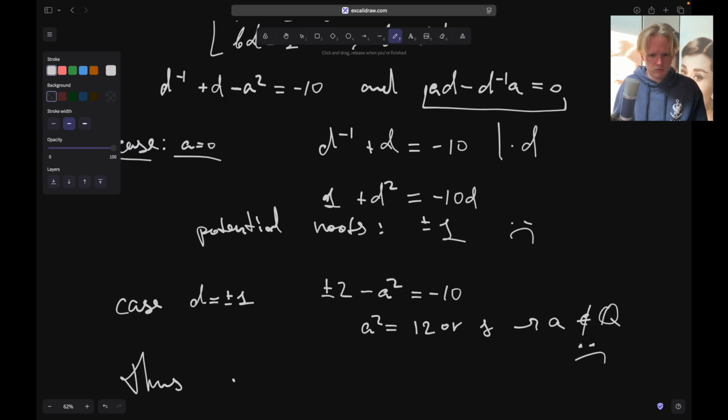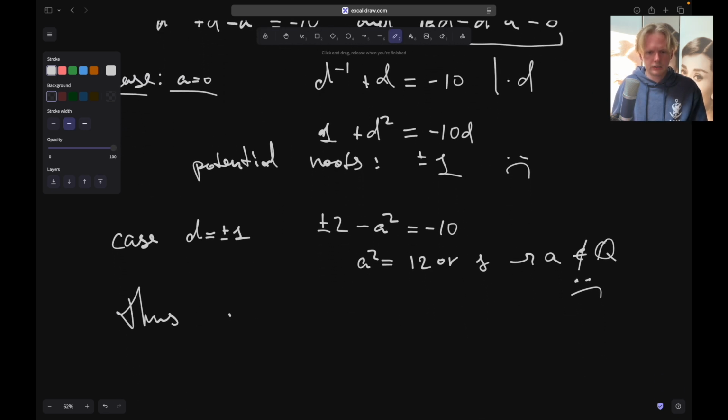So p of x is equal to x to the power 4 minus 10x squared plus 1. Oops.